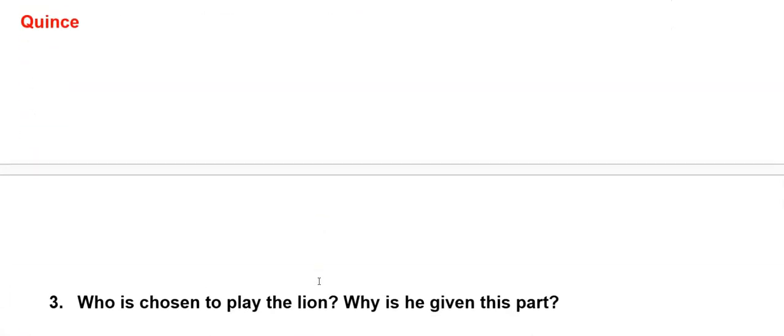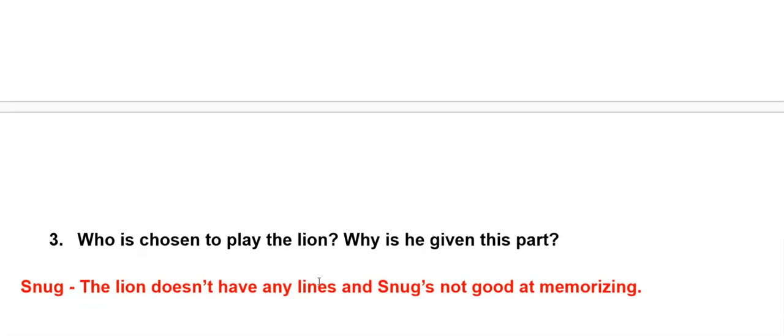Who is chosen to play the lion, and why is he given this part? Snug was the one who was chosen to play the lion in the play. If you remember back to Act 1, Scene 2, he is concerned that he is not going to be able to memorize the lines, and so he asks Quince what the lion's part is in the play, and Quince tells him all he has to do is roar.